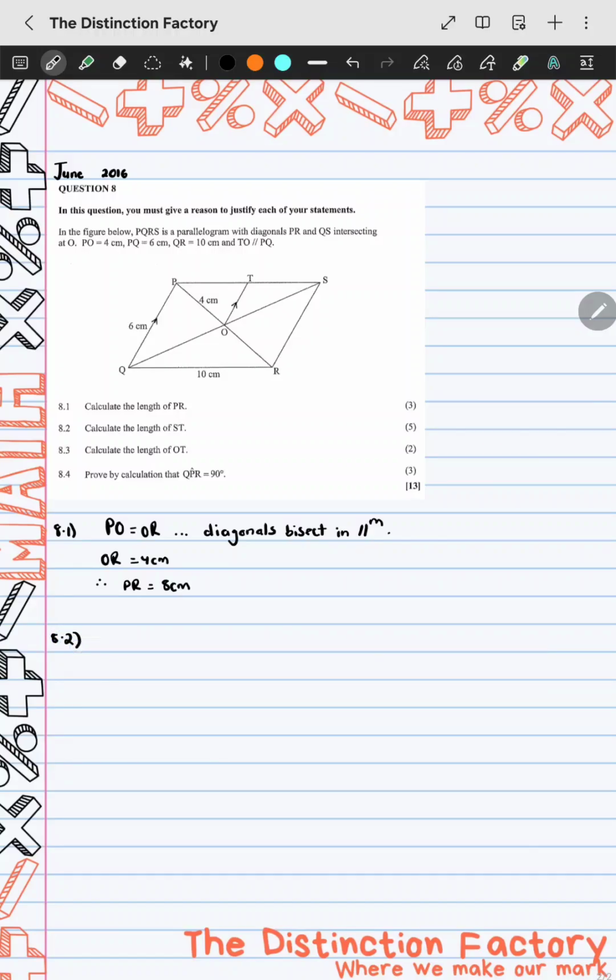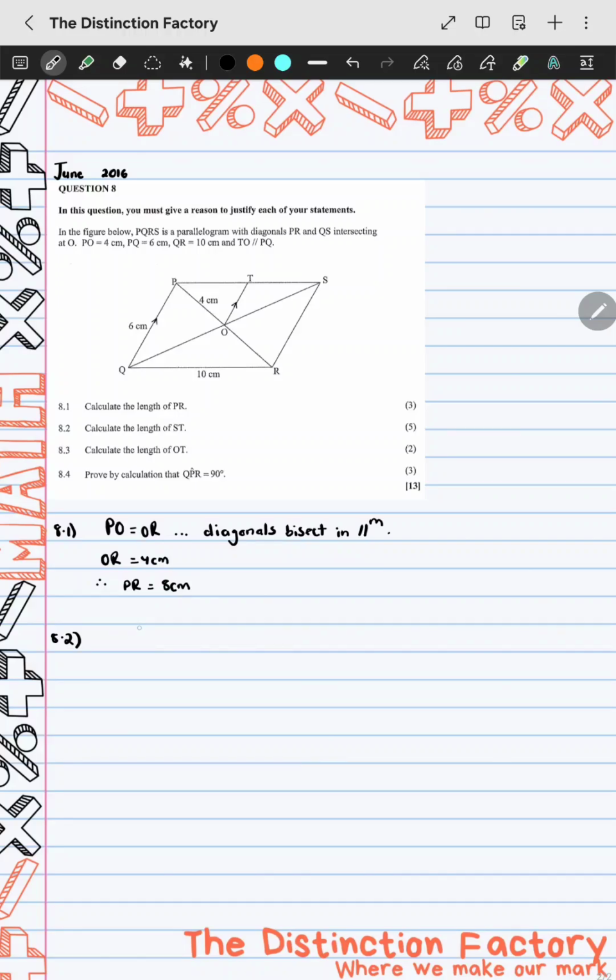Question 8.2, it says calculate the length of ST. For this question, we are going to use the converse midpoint theorem that I pointed out earlier. And we also know that opposite sides of a parallelogram are equal. So if this is 10, this side will also then be 10 centimeters. And we're going to prove that they are bisected, they are equal in length. So this will then have to be 5 centimeters.